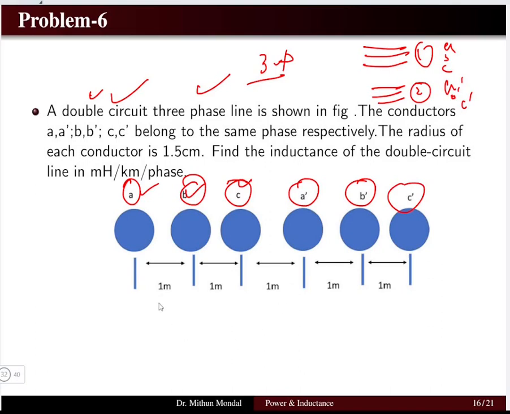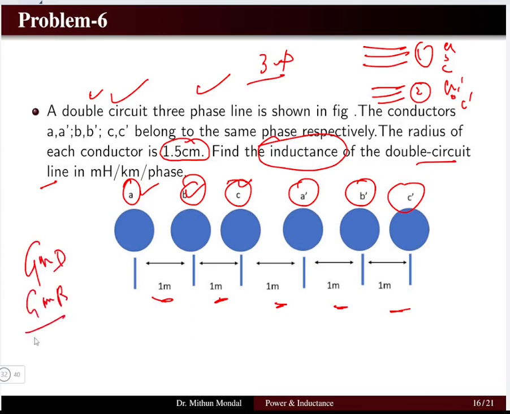Now the distances are given as 1 meter, and all the configurations are given. The radius of the conductor is 1.5 centimeter, which is also given, and all the conductors have equal radius. You have to obtain the inductance of the double circuit line. Whatever calculation we are doing, if we obtain the GMD and GMR appropriately, we will get the inductance correct. If there is a mistake in the GMD and GMR, the inductance will not be correct.